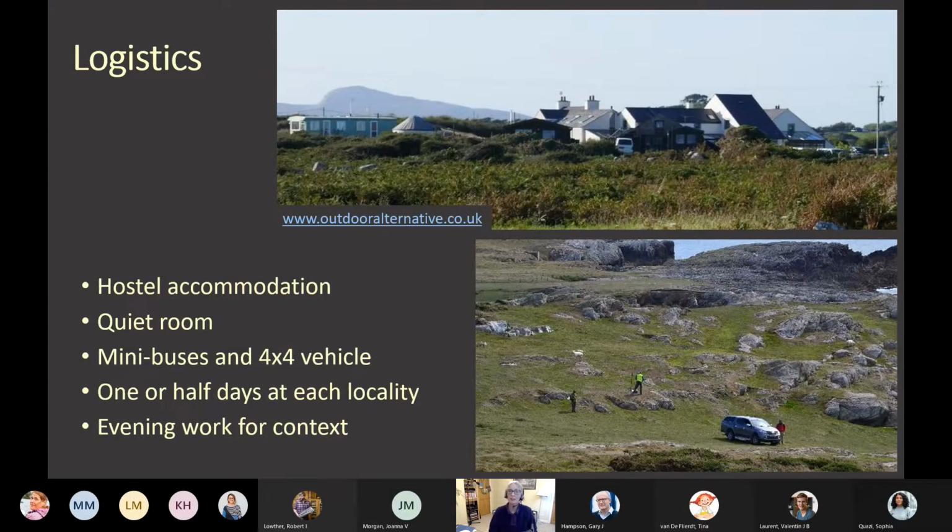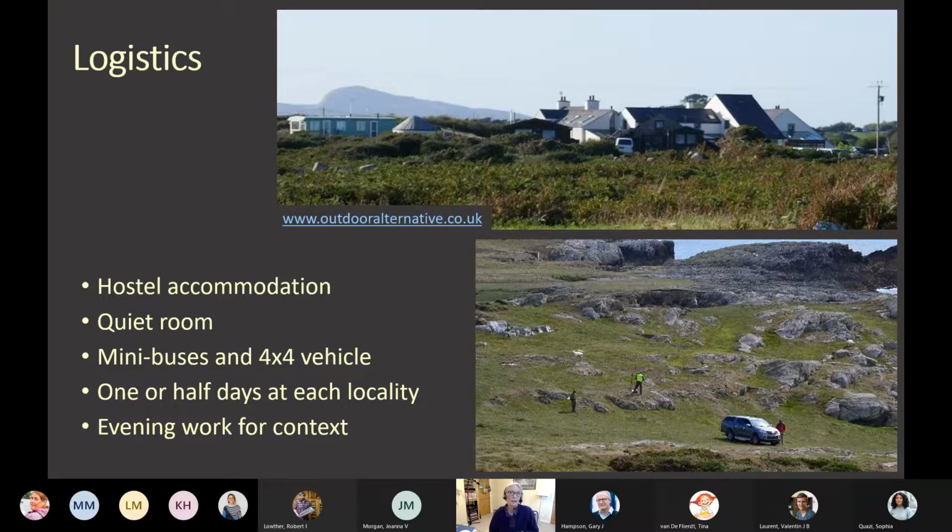So in terms of logistics, we stayed at this really fantastic hostel, Outdoor Alternative in Roscolyn. They provided full board, they catered for a wide variety of diets, and they were also able to offer us a quiet room, which was fantastic, particularly for our autistic students, because it was important that they had somewhere quiet to go at the end of the day to decompress and unwind, to take themselves away from everybody else.